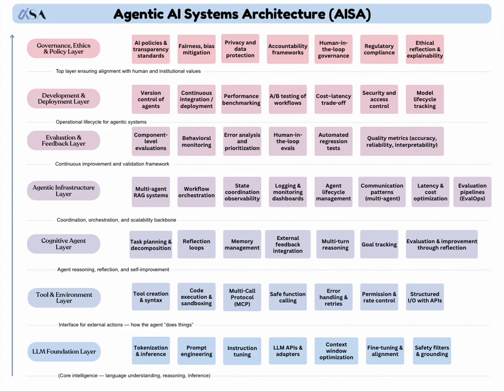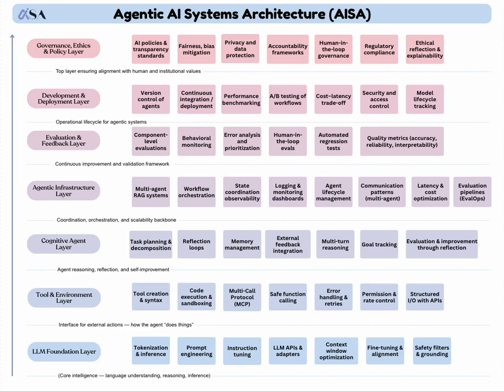Lastly, at the top we have the governance, ethics, and policy layer. This is very important because here we define the system-wide constraints like permissions, safety rules, accountability, auditability, and of course human oversight. Rather than being enforced ad hoc, governance in AISA is propagated downward through policies that shape reasoning, execution, evaluation, and deployment. This allows agentic systems to scale responsibly without relying on informal guidelines or manual oversight. So these are the overall layers.